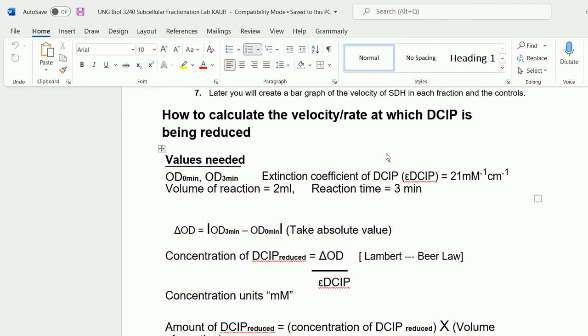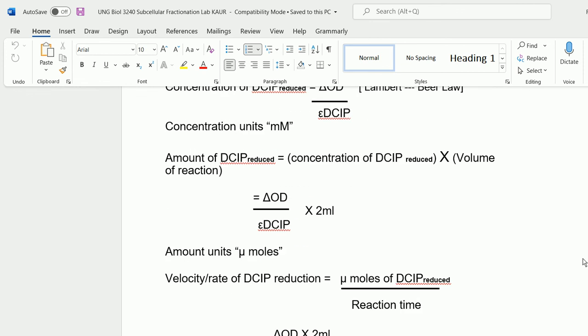So this is the value. You will take the change in OD and divide by the extinction coefficient of DCIP, and that gives you the concentration of DCIP reduced. This value will be in millimolar, and after that you will convert everything to micromolar. After that, you can calculate the amount of DCIP reduced by taking the concentration of DCIP reduced and multiplying it by the volume of reaction. The volume of reaction is 2 ml. That gives you the amount of DCIP reduced in micromoles.